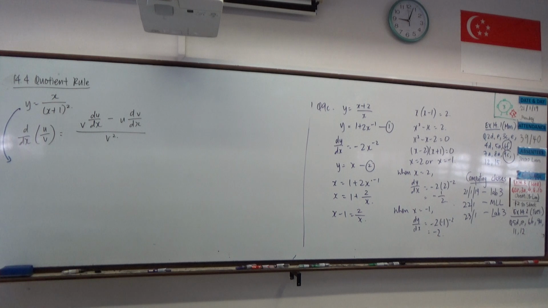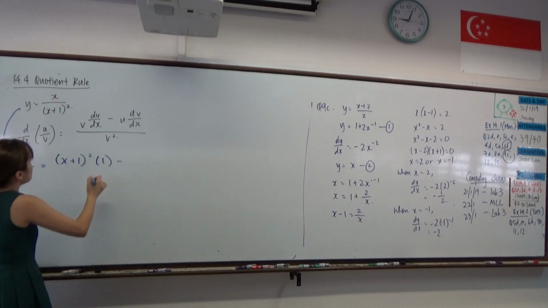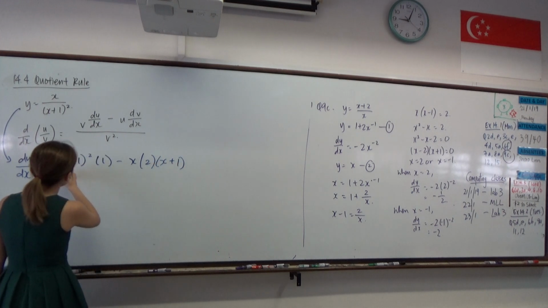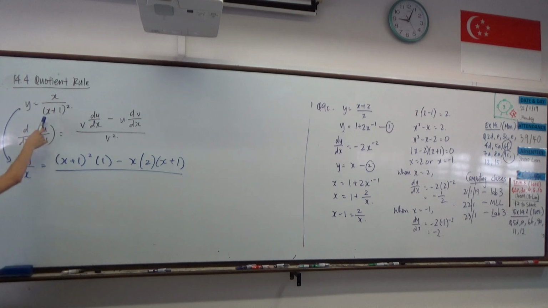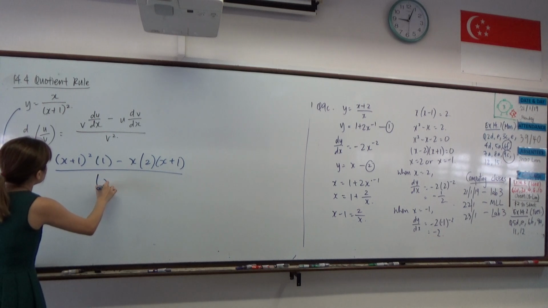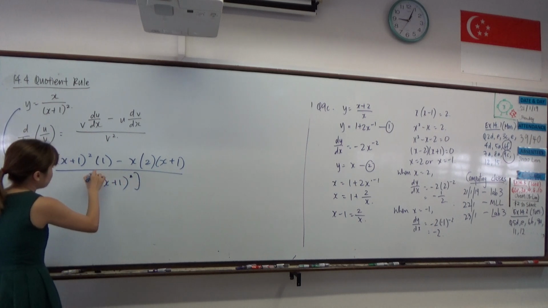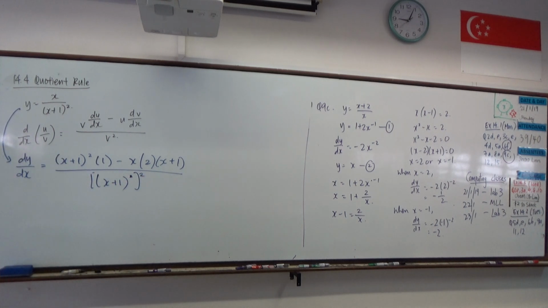To apply the quotient rule to the question we set ourselves earlier, to differentiate dy over dx, we keep the bottom x plus 1 squared, differentiate the top x, which equals 1, minus away, keep the top, differentiate the bottom. Differentiating x plus 1 squared gives 2 times x plus 1. For the denominator, it will be x plus 1 squared, and then squared again, so that will be to the power of 4.